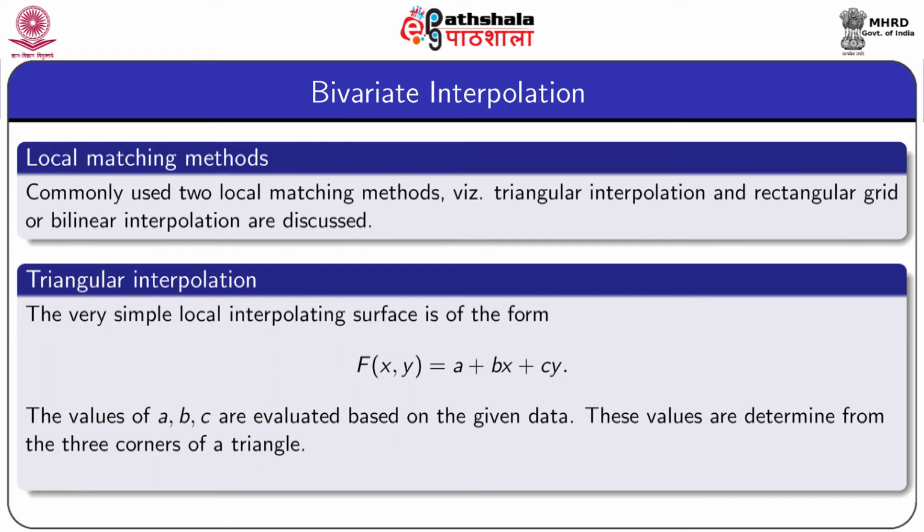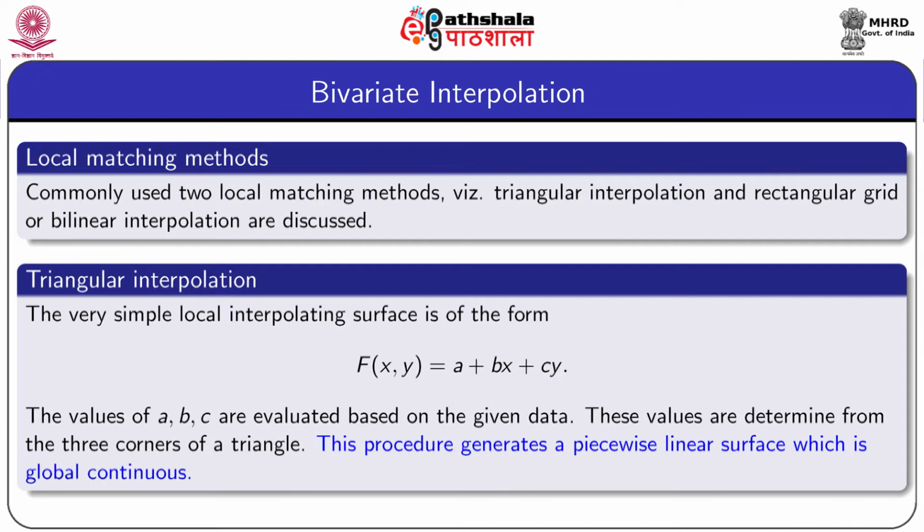This is a very simple local matching interpolation method, and for this case we assume a local interpolation surface of the following form: capital F of x y equal to a plus b x plus c y. The values of the constants a, b, c are evaluated based on the given data. These values are determined from the three corners of a triangle. That is why this method is known as the triangular interpolation method. This procedure generates a piecewise linear surface which is globally continuous.